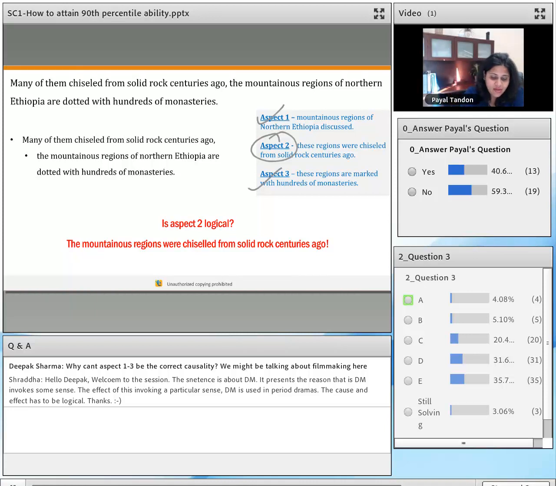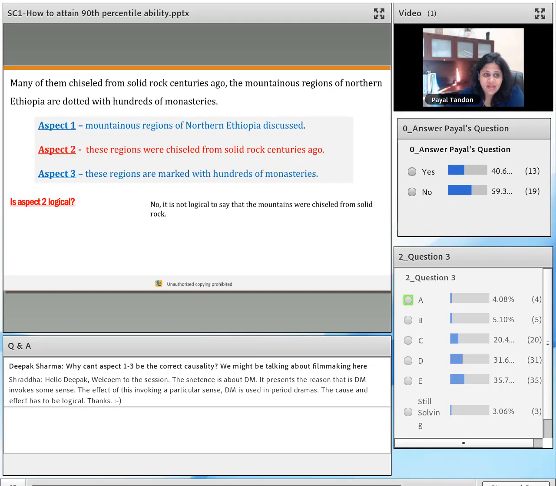Okay, the mountainous regions were chiseled from solid rock centuries ago. This is not logical. Then you figure out what is logical, what should be aspect two. Logically, it makes sense to say that monasteries were chiseled from solid rock.